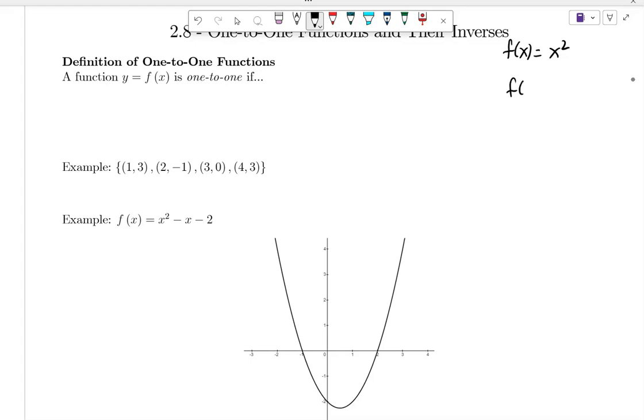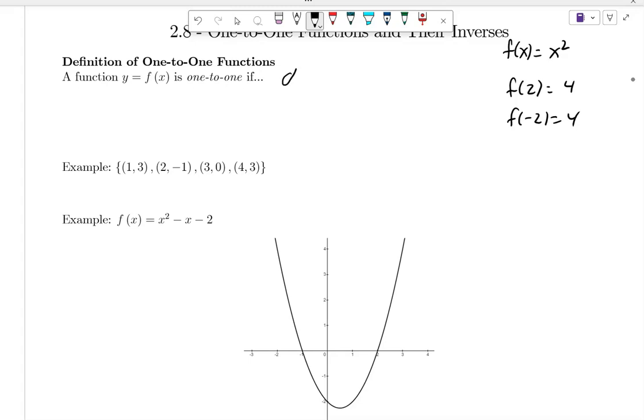2 and negative 2? Sure. F of 2 is 4. F of negative 2 is also 4, right? So notice I've got different things that we plugged in, but got the same thing out. And if you think about what one-to-one should mean in your brain, it's that if I put different things in, I should get different things out, right? So that's exactly what it means to be one-to-one.